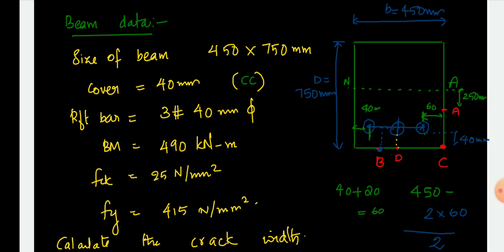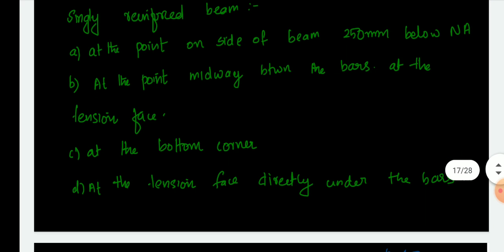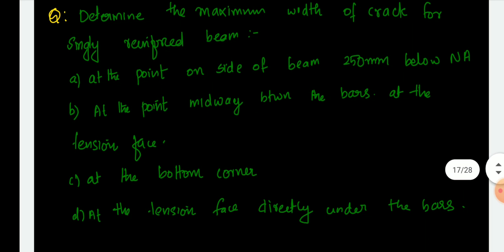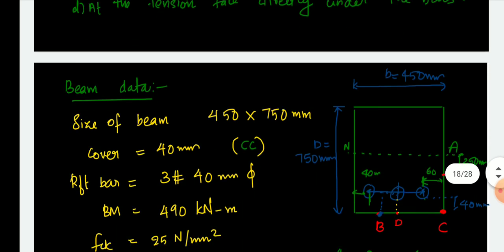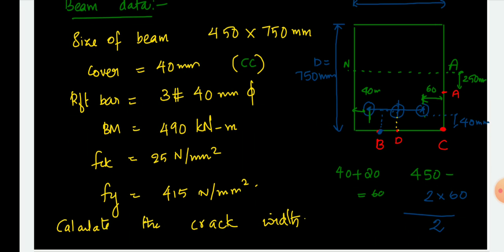A means the point is on the edge of the beam, at the point on the side of the beam, 250 mm below the neutral axis. B means it's midway between two reinforcement bars. D means just below a reinforcement bar. C means the corner.